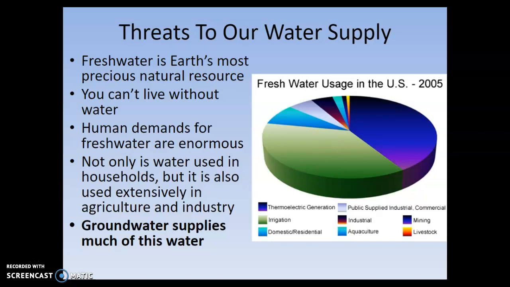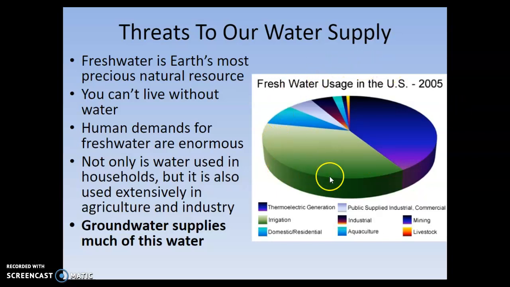Fresh water is our most precious natural resource because we have to have it to live. We cannot live without water. And our demands for that water are enormous. We need it to brush our teeth and to cook and to drink and to do our laundry. It's also extensively used in both agriculture and industry. Groundwater supplies most of that. That groundwater that we talked about that you pump up out of the ground is what supplies most of the fresh water that we rely on on a day-to-day basis.